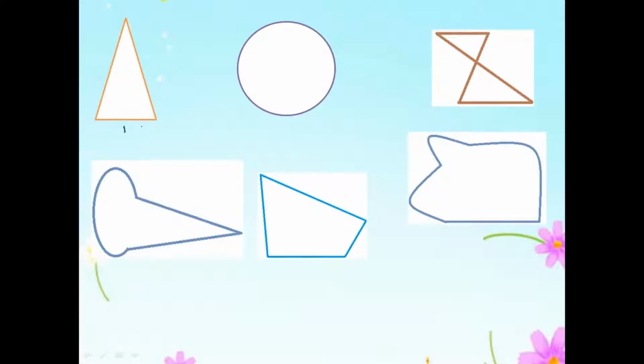Let me name them 1, 2, 3, 4, 5, 6. Now, what about 1, 3 and 5? The sides are line segments, right? So for the figures 1, 3 and 5, we can say that they have a linear boundary, or the sides are line segments. But what about 2, 4 and 6? The side is curved in shape. So they have curvilinear boundaries.